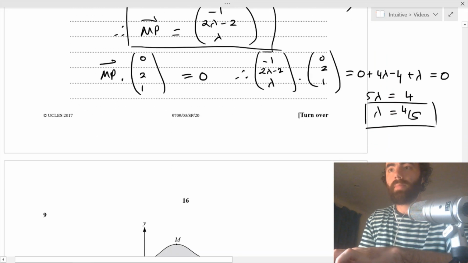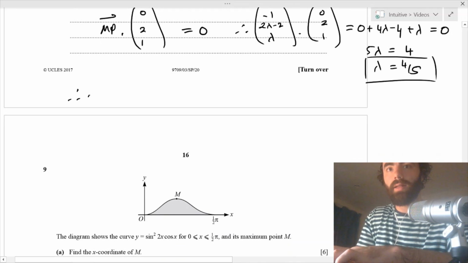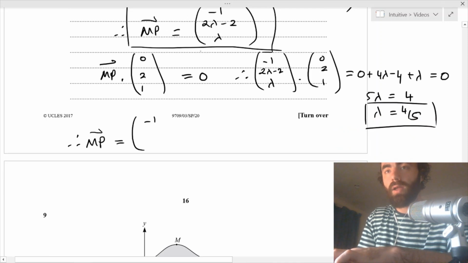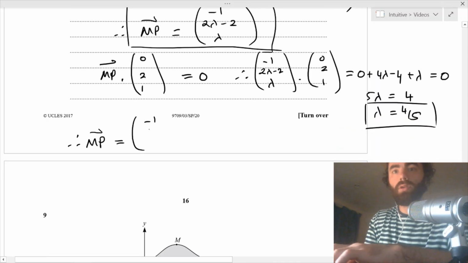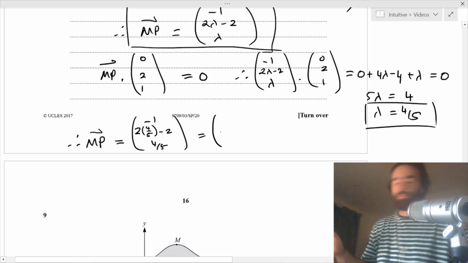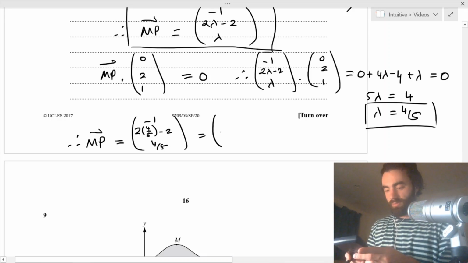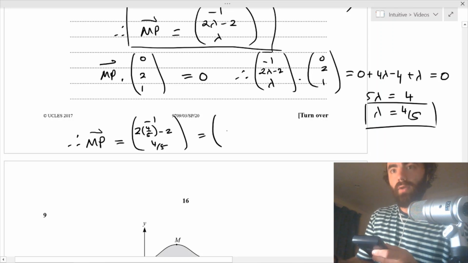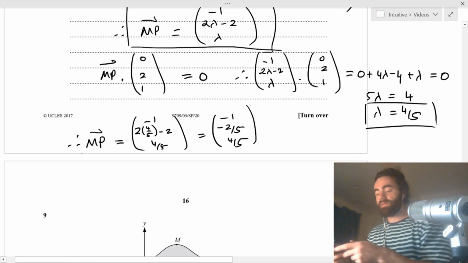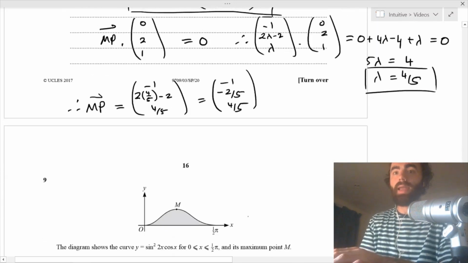Okay, so we plug that back in, so therefore we get MP. If we plug this back in, we get -1, and then 2 times 4 over 5 minus 2, and then 4 over 5. 2 times 4 divided by 5 minus 2, so that middle one is -2 over 5. So this is (-1, -2 over 5, 4 over 5). So now we found MP. That whole thing was to find MP. And now we can find the length of MP.